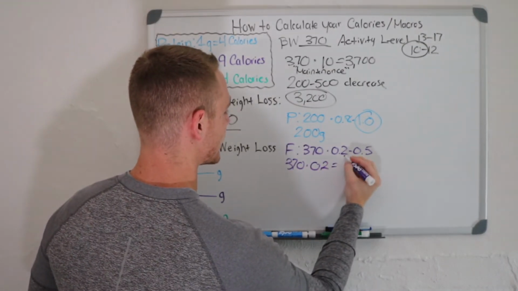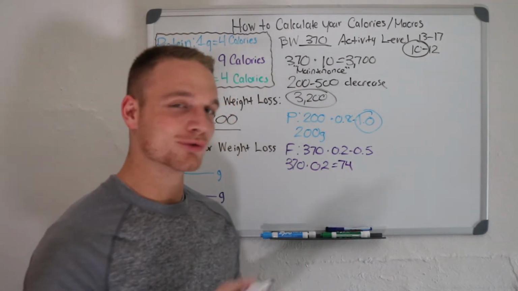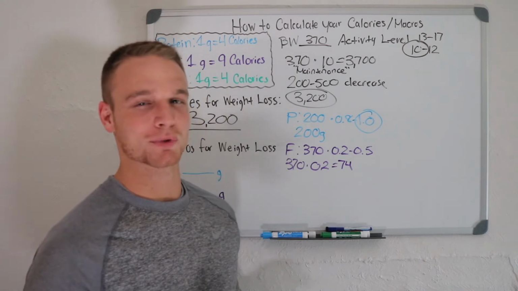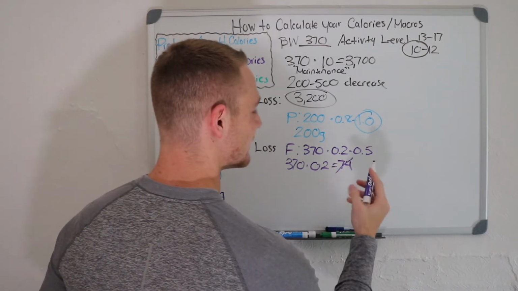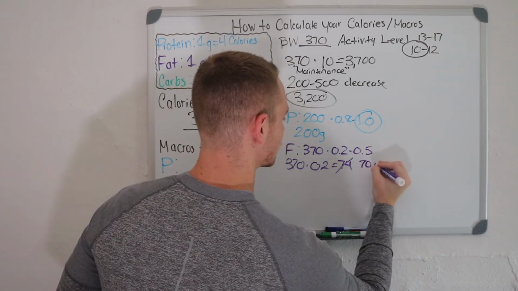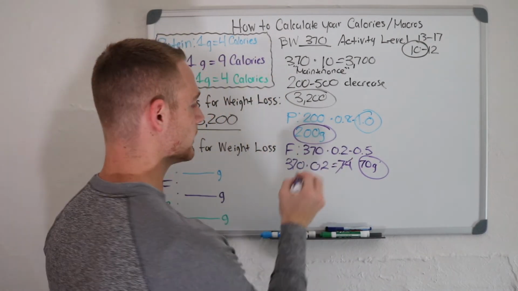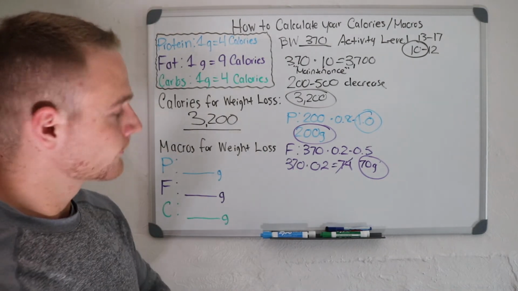And that's going to give us 74. Don't do odd numbers with this because that will make tracking super difficult. So I'm just going to call that 70 grams. Okay? So we got our fats, we got our protein already.